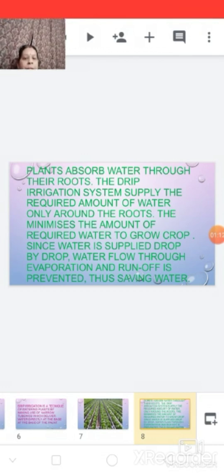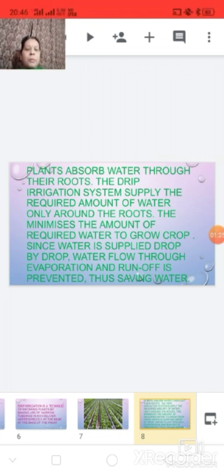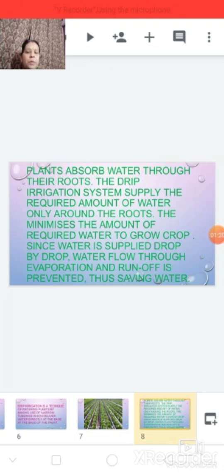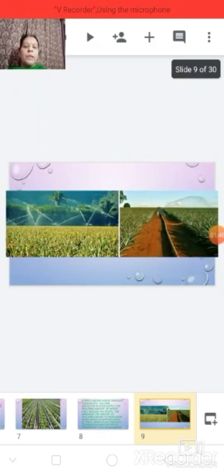As plants absorb the water through their roots, the drip irrigation system supplies the required amount of water only around the roots, and this minimizes the amount of water required by the growing crops. Since water is supplied drop by drop, absorption of water takes place more, but evaporation of water takes place very little. Along with it, runoff of the water is also prevented. So we are saving water in this way.